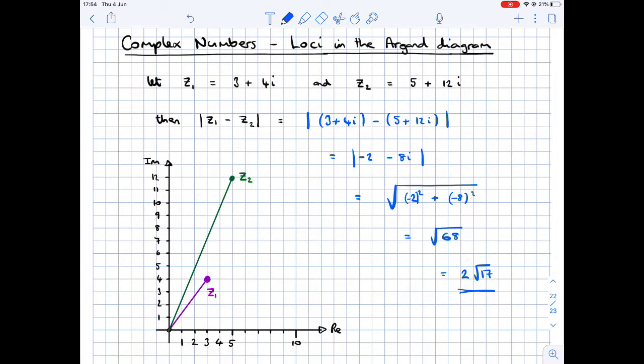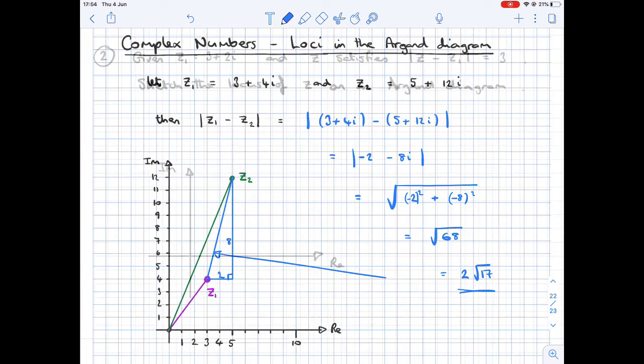Now, let's put that in the context of our diagram. So, let's think about that minus 2 and minus 8. Well, if we look at our diagram, to get from z1 up to z2, the modulus is the length of that blue line. And to find that out, we can think we come across 2 and up 8, forming a right angle triangle of base 2 and height 8, giving us a hypotenuse of 2 root 17 using Pythagoras.